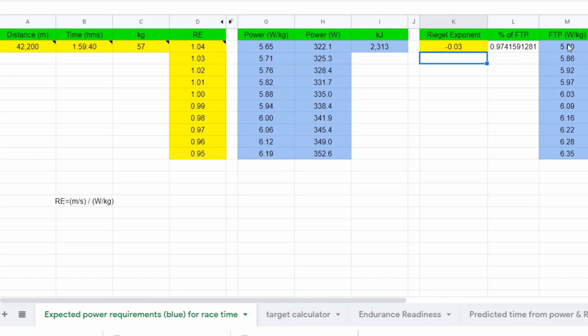And if we use this and want to look at the FTP, which is what we want to do, his FTP is probably, based on a Riegel exponent of minus 0.03, somewhere between 5.80 and 5.86 watts per kilogram if we're using that running effectiveness. You can see that his FTP would have to be higher to support the higher power required if RE was lower. So going back to my best guess here, we're saying about 96.5, 96.6% of FTP. That means his FTP is somewhere around 5.85 to maybe 5.97 watts per kilogram. So that is for the non-wind Stryd.